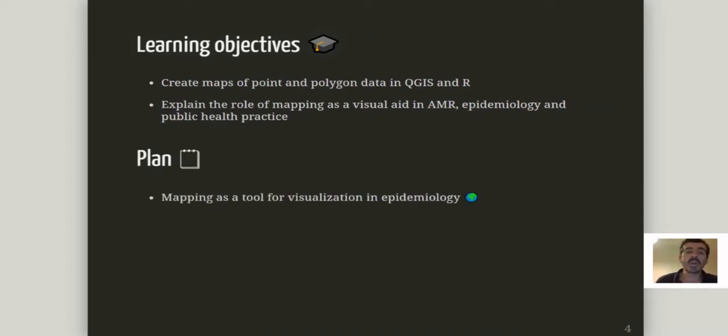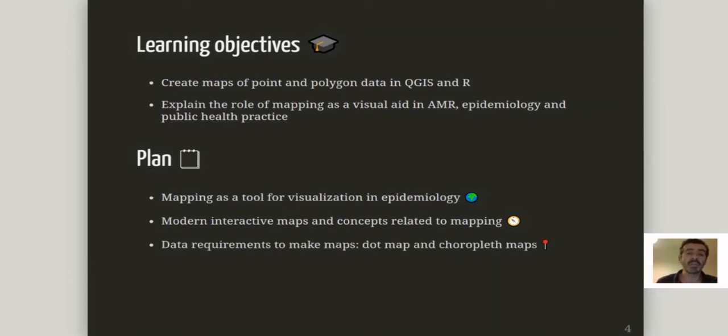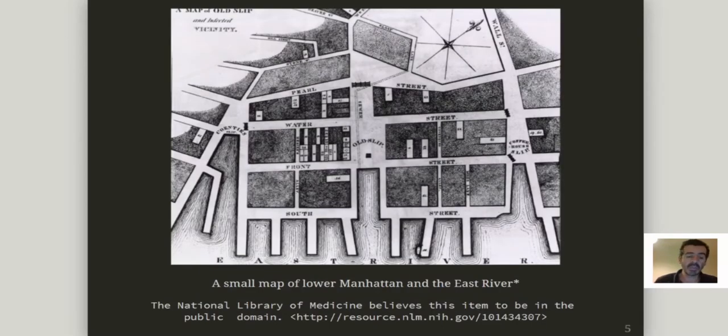So the plan is that we will first look at the importance of mapping as a tool for visualization. We will look at the history of mapping and how this has evolved until nowadays with modern technologies. So we will look at modern maps and some concepts related to modern mapping. And we will look at what we need to make our maps, which is the data we need for making maps.